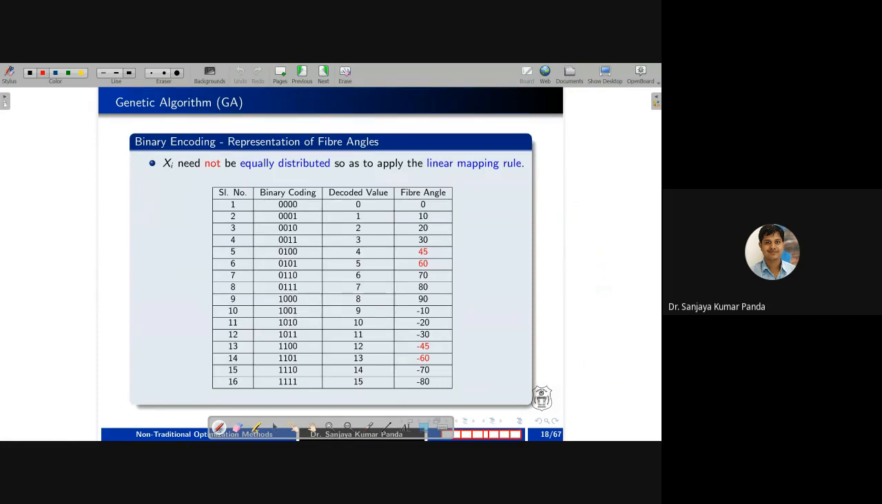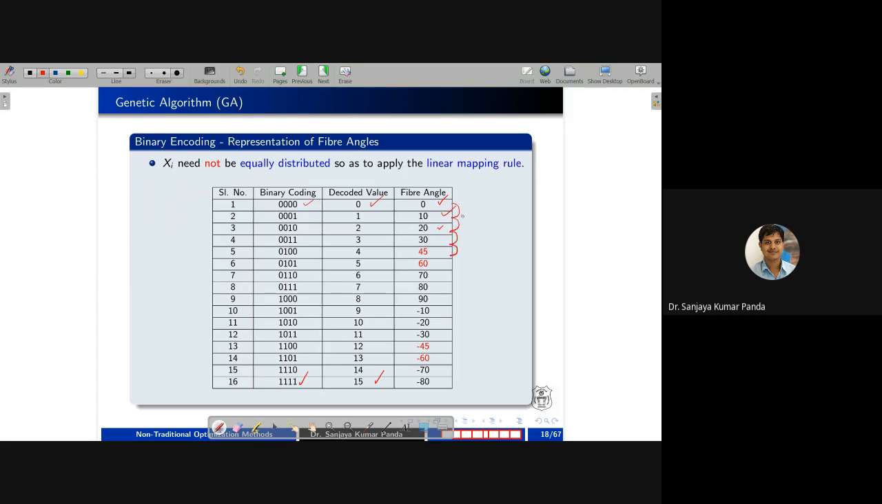Okay, now you can see another problem. This is called a representation of fiber angle in the form of binary encoding. Here there are 16 different codings starting from 0 to 15. The decoded values are 0 to 15, that is 0000 to 1111. So 0000 represents fiber angle 0, 0001 represents fiber angle 10, 0010 represents fiber angle 20. So there is no need to code every variable in equal string length. Also, there need not be an equal gap between each fiber angle.